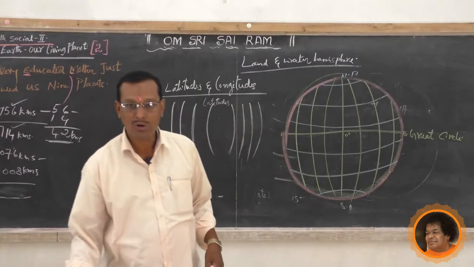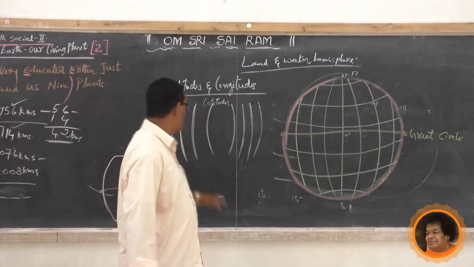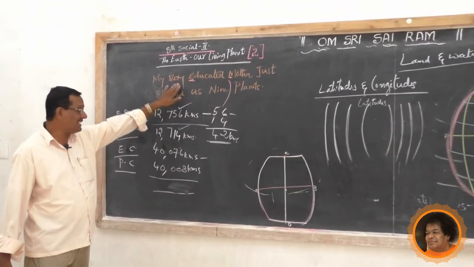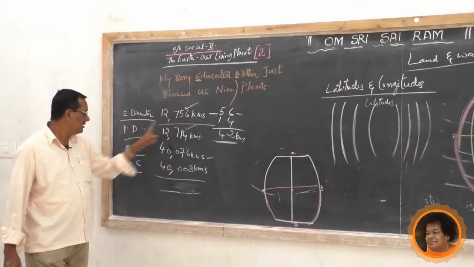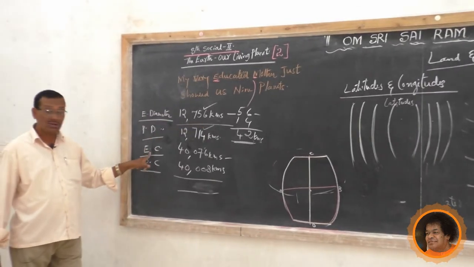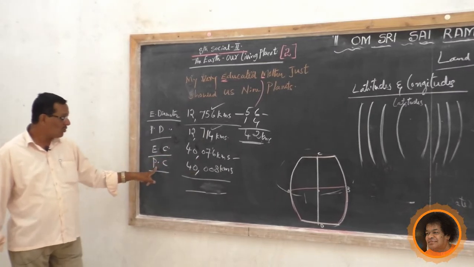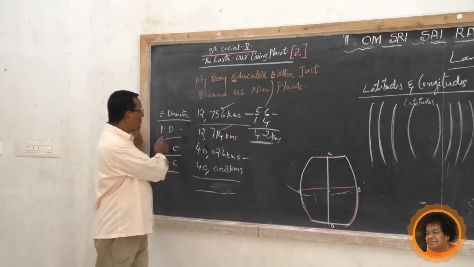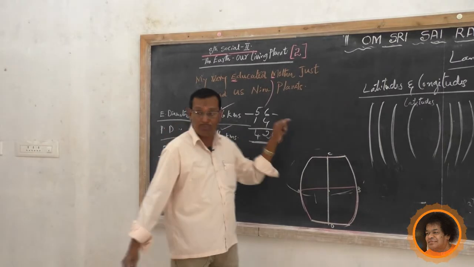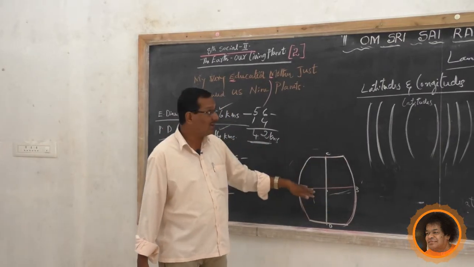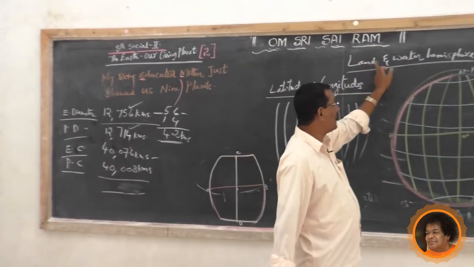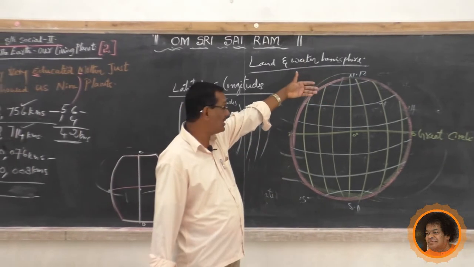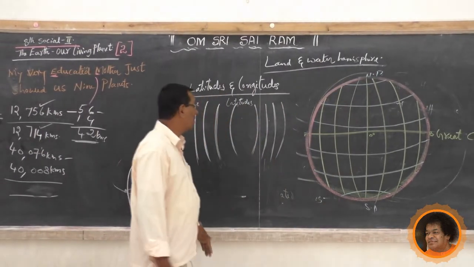Yes, dear students, now we can conclude today's chapter: the solar system and the names of the 8 planets. Then the equatorial diameter, polar diameter, equatorial circumference and polar circumference, and the difference of equatorial and polar diameter, that is 42, which is a proof of the geoid shape of the earth. Then we studied land and water hemisphere. The northern hemisphere is called the land hemisphere and the southern hemisphere is called the water hemisphere.